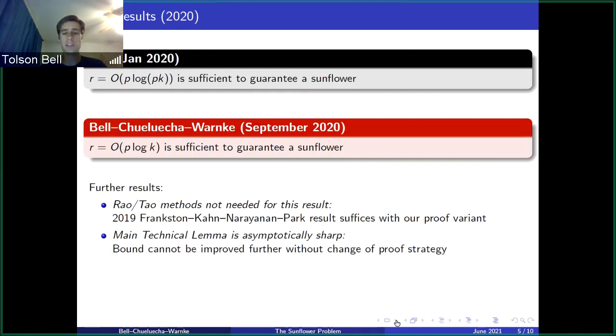We also found that the main lemma, which I'll present in this presentation, is actually asymptotically sharp. And I think that's a pretty big result because it really shows that there really is a barrier to this p log k. It's going to be pretty hard to improve it. We're going to need a really different proof technique. And I'll also talk about this during this talk.